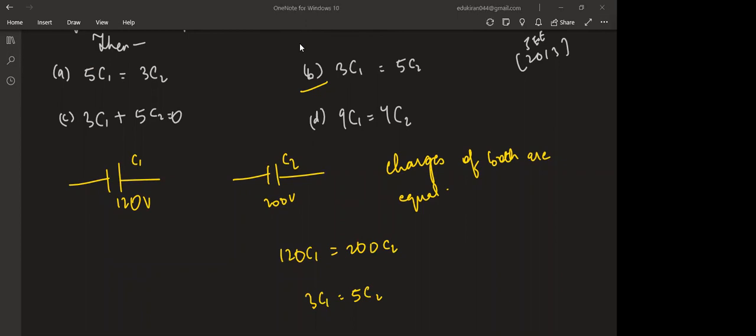All those who write it, text me done in the chat column. Ma'am, can't we use the common potential formula? Common potential, if you use, then you don't have the value of common potential. So how will you get the value? Yes, for the final potential, if you equate it, by that also you should get the same answer, because the potential on each is written in the question.